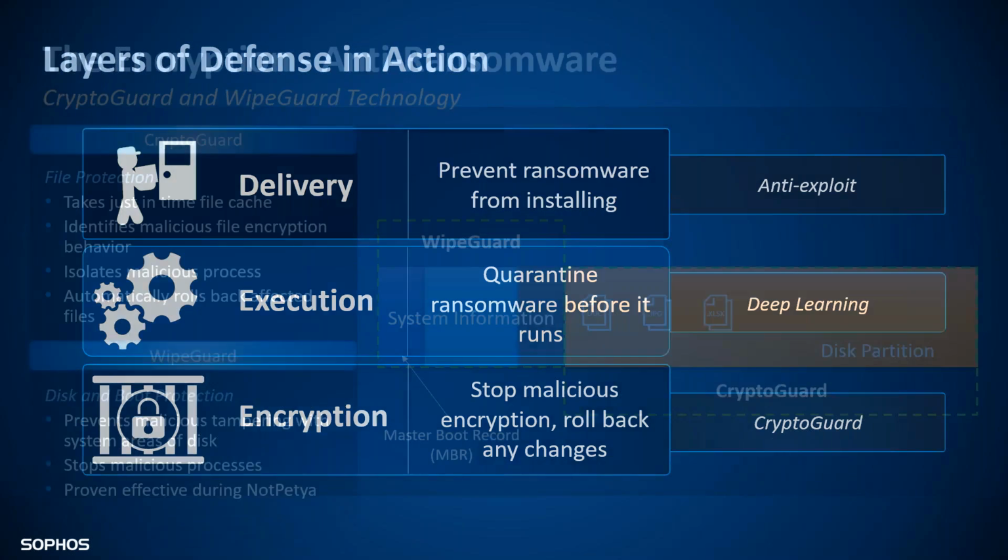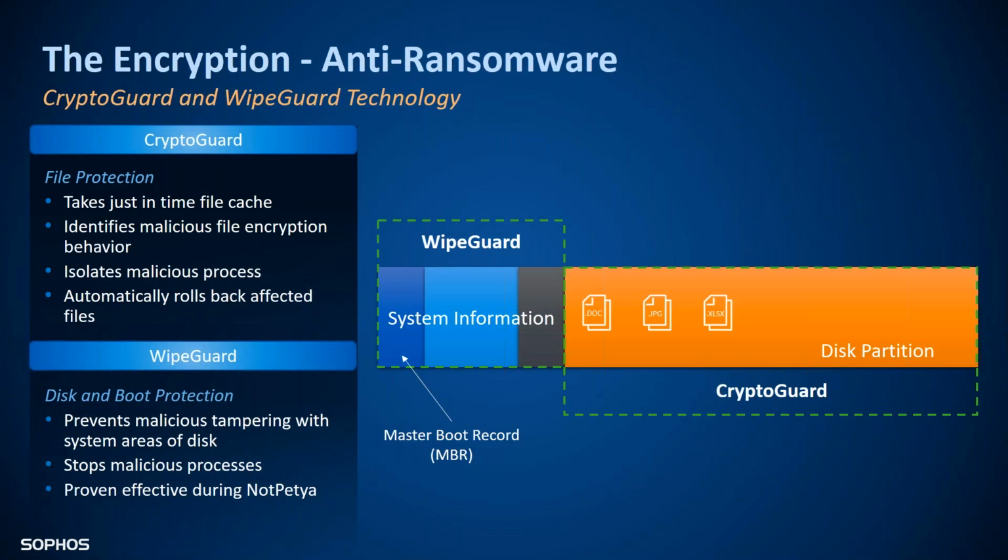So what is the protection that we have against the encryption, against ransomware? Well, we have two things to really help out with that. We have what we call WipeGuard, which helps to protect the system information, more specifically the master boot record. So if a hacker is able to change your master boot record, you would not be able to read any data on that hard drive at all.